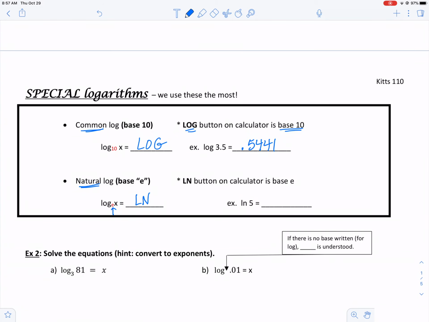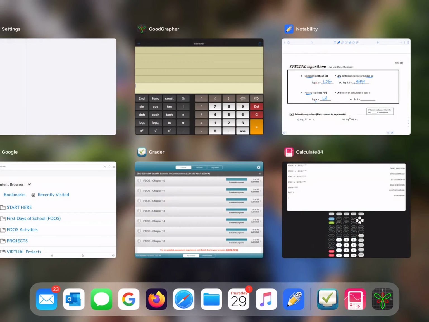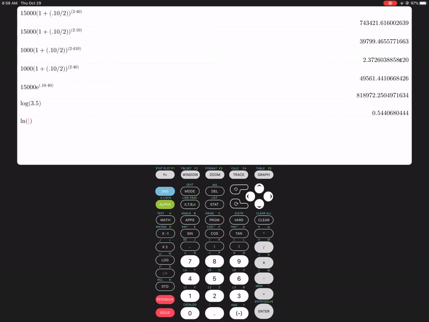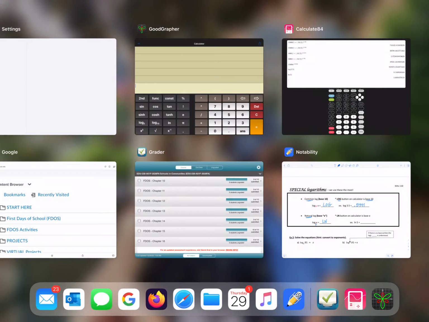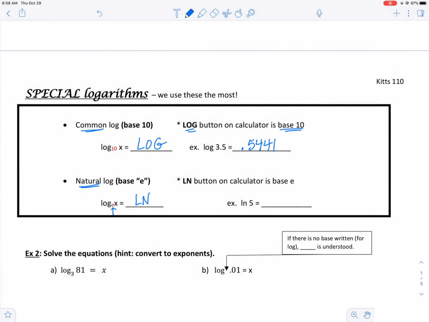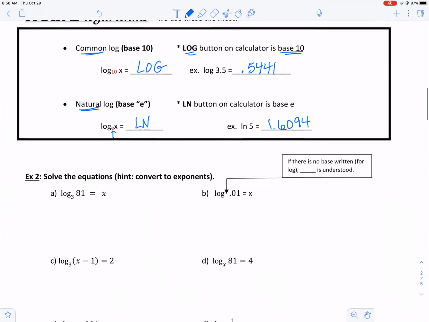And we can do the same thing. The LN, the natural log of 5. I'm just going to get back to my calculator. Whoops, sorry. And so I'll do the same thing. I'll hit the little LN button, 5, and enter. 1.6094. All right, so we're going to be using those a lot. Common log, the log, and the LN, the natural log.